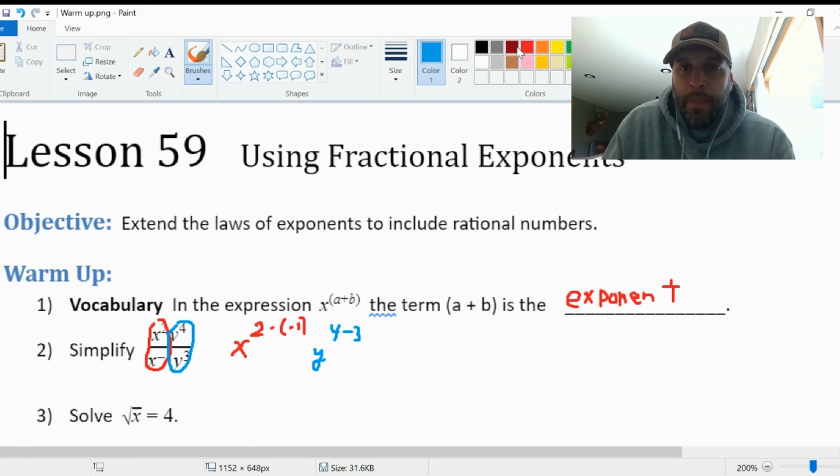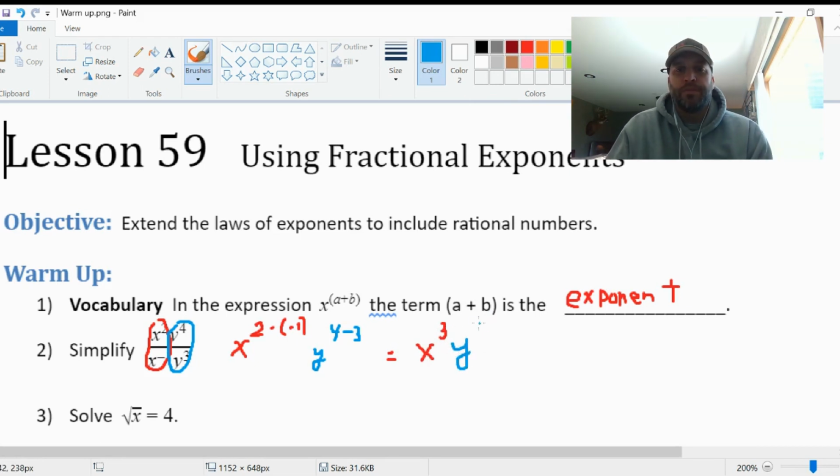And 2 minus the -1 is really like adding, so that's going to be x to the third. And 4 minus 3 is just going to be y. So there's our simplified version. Both those are positive exponents. If you wanted to, you could put a little 1 right there.